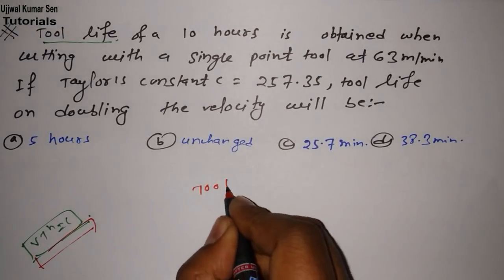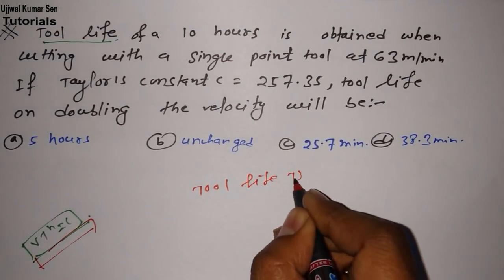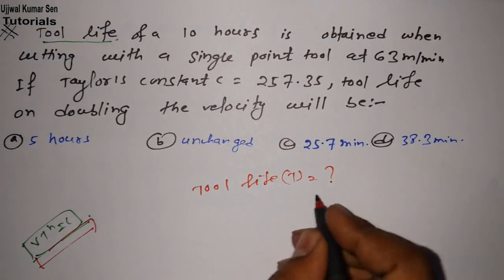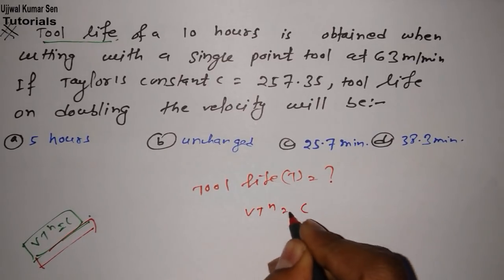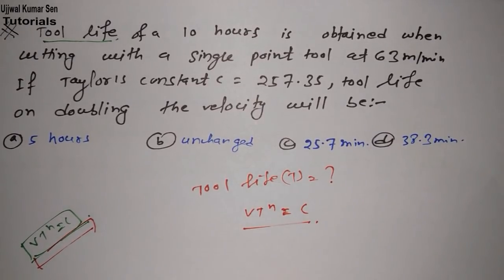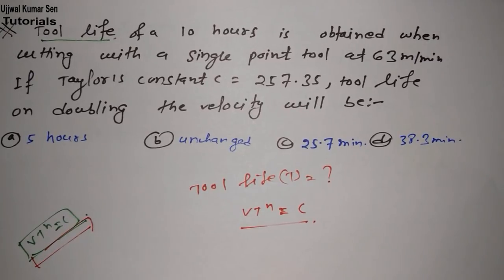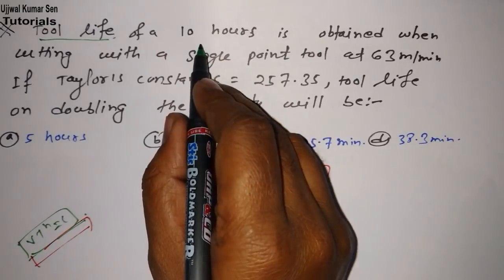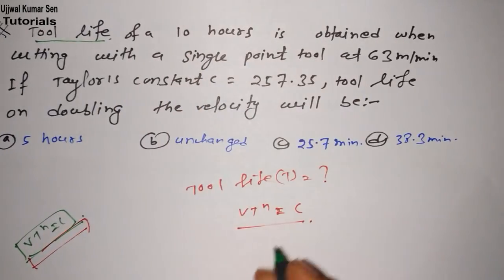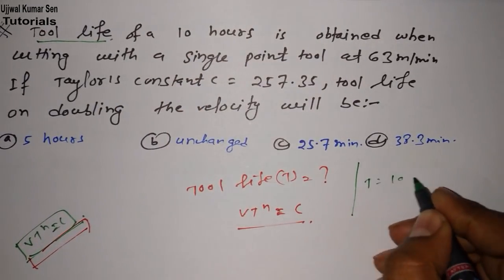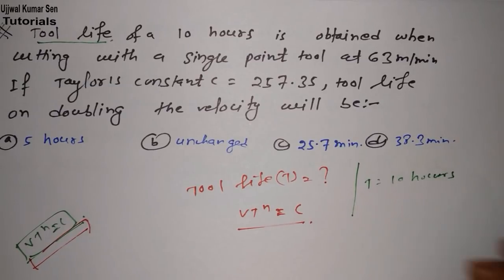Tool life is denoted by T, so we have to find T, and we have the equation V T to the power n is equal to constant. We have to use what is given in the question, and by using those things we can find the answer that has been asked. Here they have said the tool life is 10 hours, okay? So tool life is 10 hours.